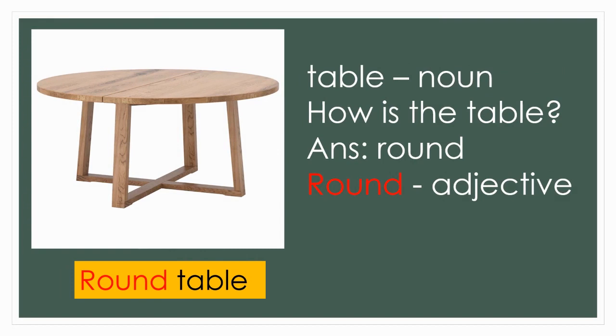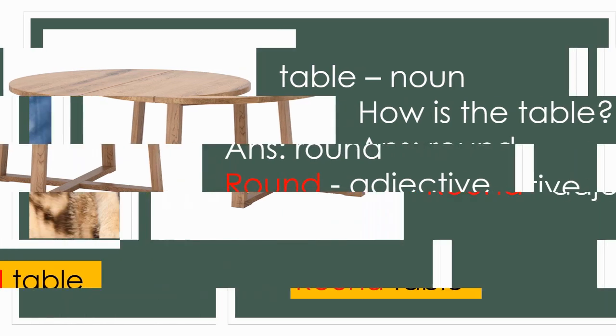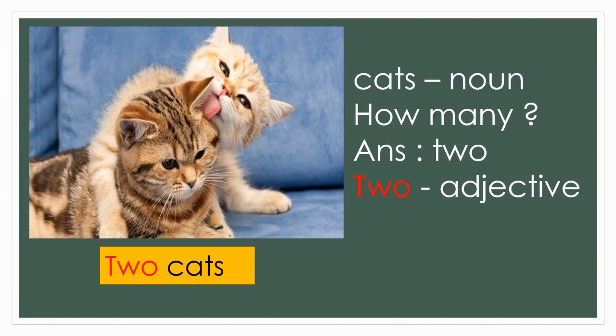Next example is round table. Table is the noun. How is the table is the question. Means what is the shape of the table? Answer is round. So round is an adjective here as it describes the word table. Next example is two cats. Here cats is the noun. Question is how many? Means number of cats. Answer is 2. So 2 is an adjective here.